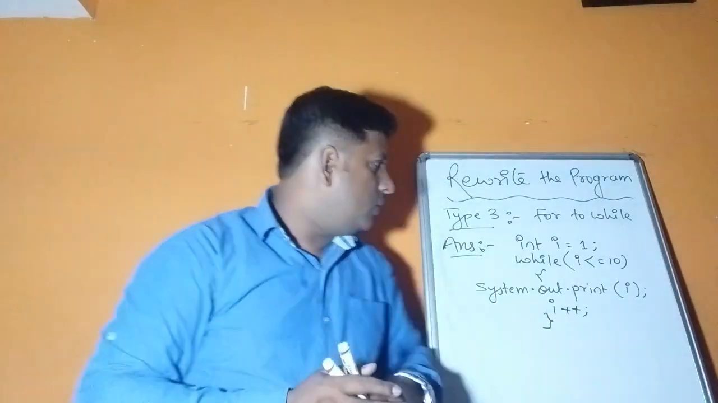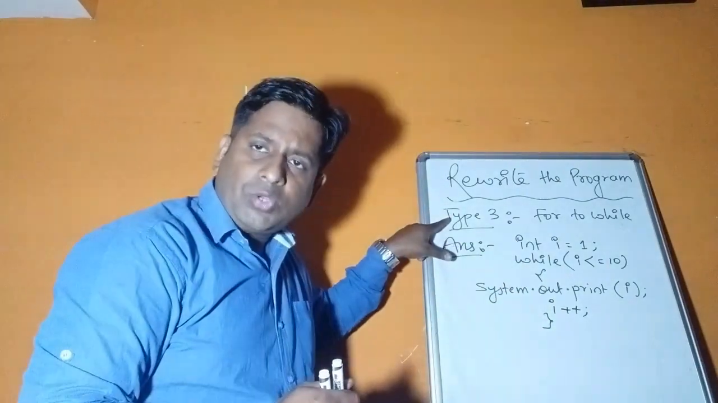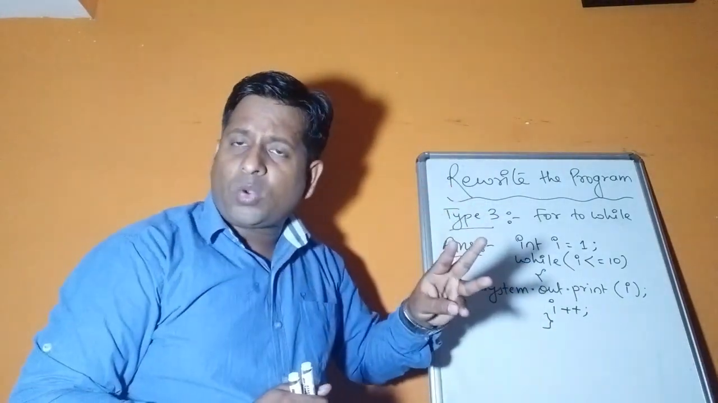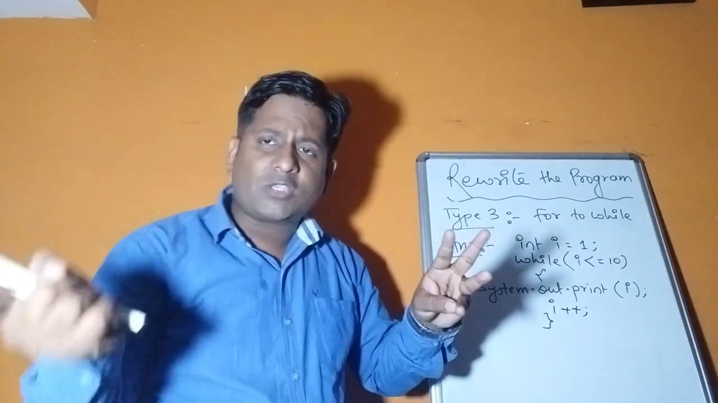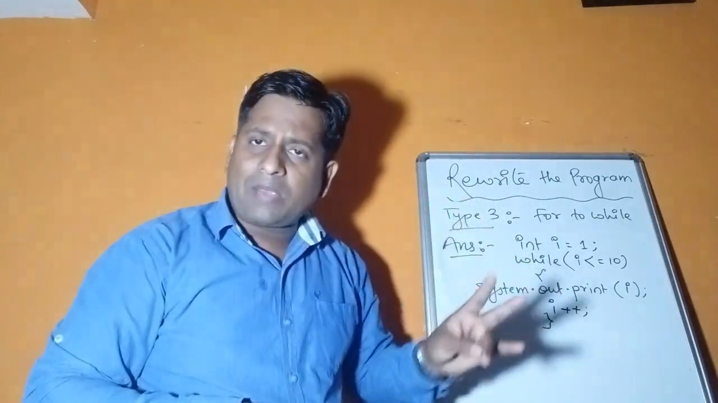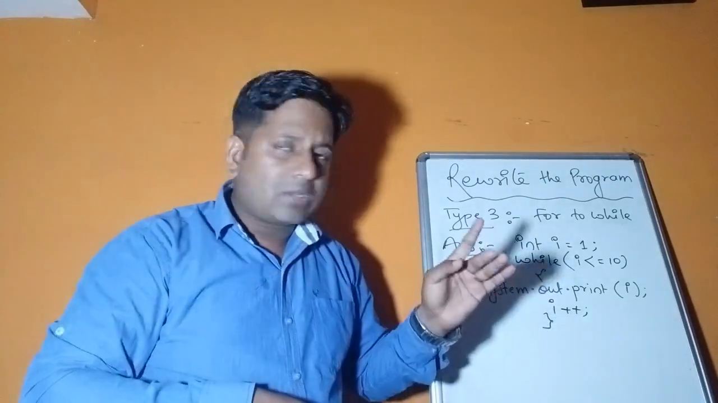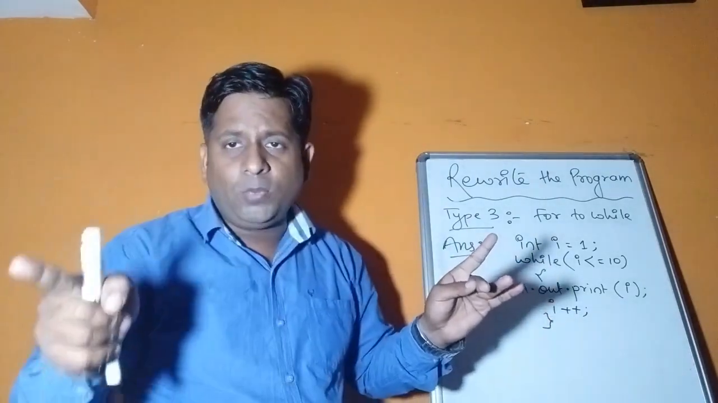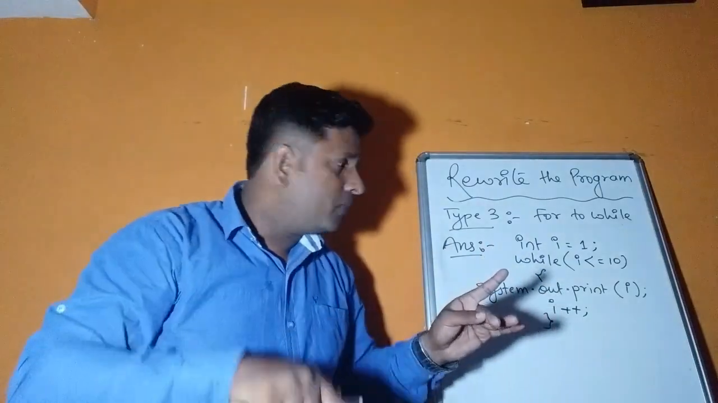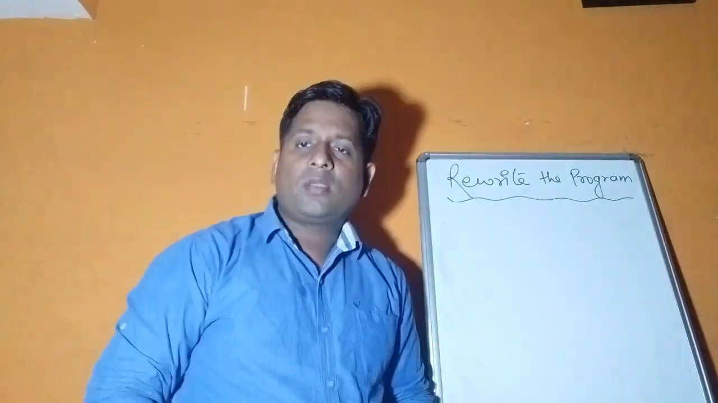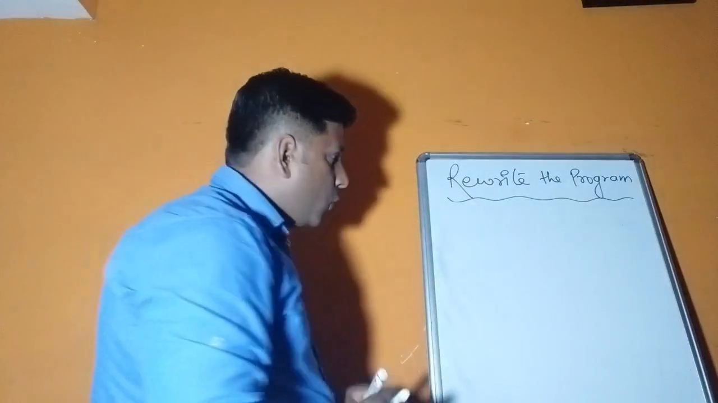Okay, so this is our type 3 questions. That means type 1, what we learned, is if-else to ternary as well as ternary to if-else. Type 2 is if-else to switch case to if-else. Type 3 is for loop to while loop to for loop. Now let us move to type 4.